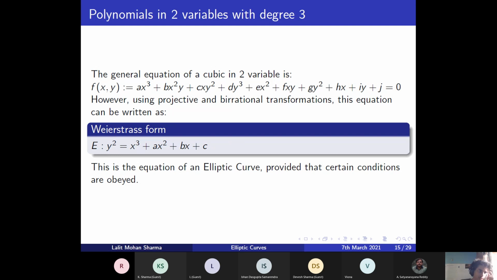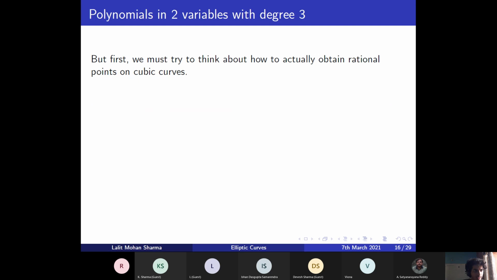Okay, so this is the Weierstrass form, and now we're playing the same game again. We're trying to obtain rational points on a cubic curve, and again, if someone has an idea how to deal with this case, remember the hint that I gave you, that somehow we have to use that same method that we used for conics for degree 3 as well. If anyone wants to answer.